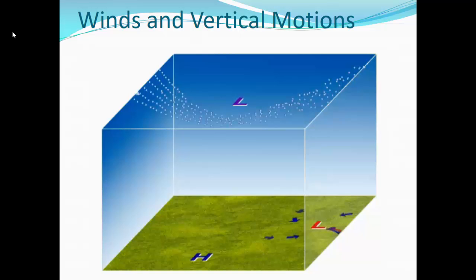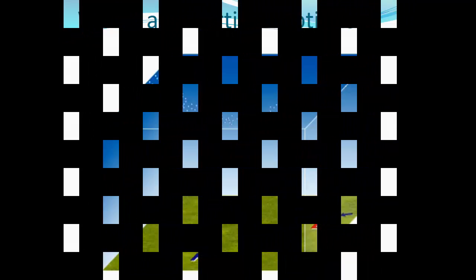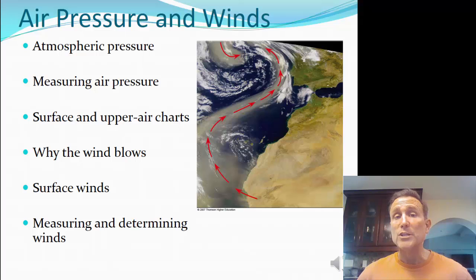So once again, winds in the upper levels of the atmosphere are connected to winds in the lower levels of the atmosphere by those vertical motions. All right, that was Chapter 6, Air Pressure and Winds.